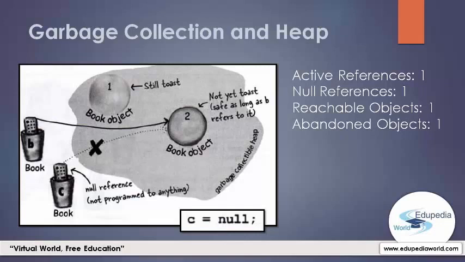This makes C a null reference, meaning it doesn't refer to anything, but it's still a reference variable. And another book object can still be assigned to it. So unlike the book object 1, this reference variable will still remain, and you can use it later. Now look at the book object 2. Even though it loses the initial reference, the reference variable C, it still has an active reference, the reference variable B. As long as the reference variable B refers to the book object 2, it is not eligible for garbage collection.